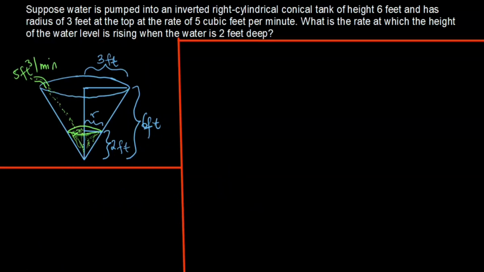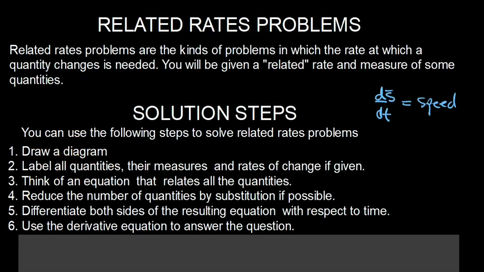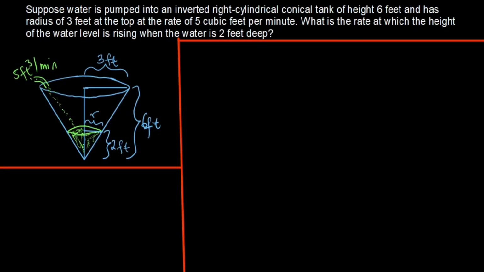Then the next step is to label all the quantities. So you notice what we've been given. That's the radius of the conical tank. Let me use big R to denote that. This is the height of the conical tank. Now look at the way the water is shaped. It has a conical shape.